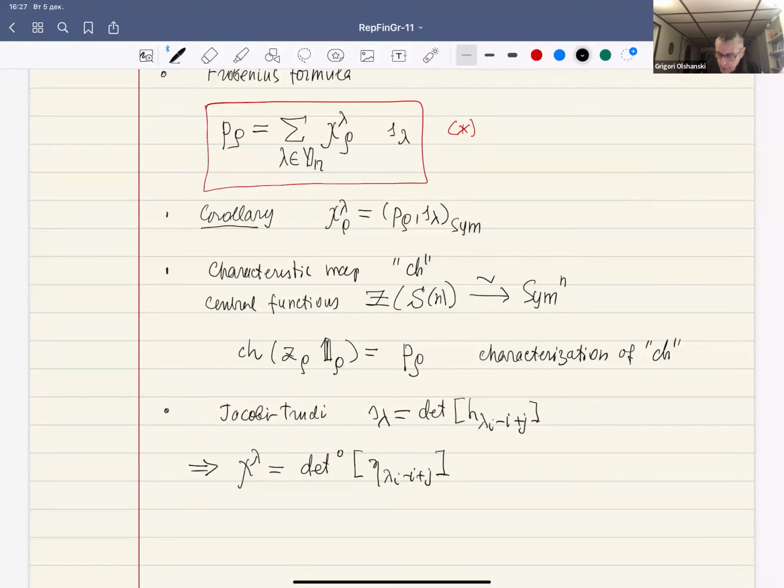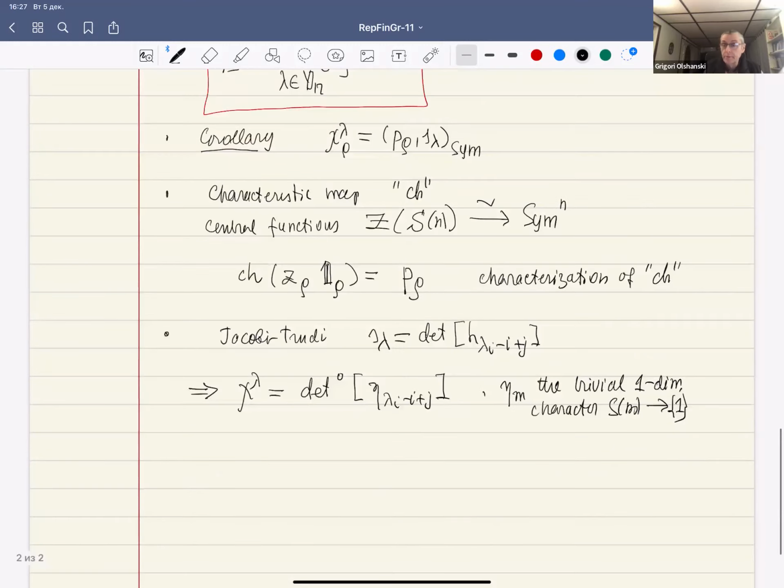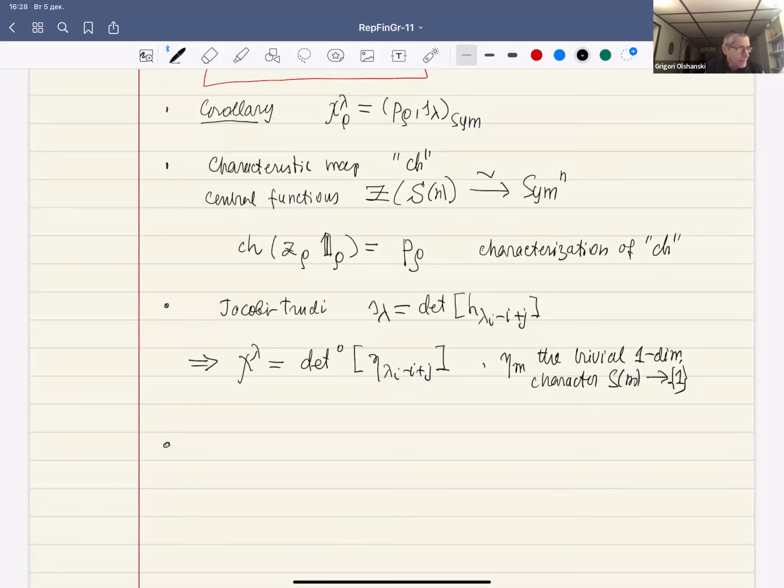And I recall the notation that this is the trivial one-dimensional character of the symmetric group, which takes constant value 1. And from this, we can see that our irreducible representation can be written formally as a virtual representation. This means a formal linear combination of true characters of such a type.